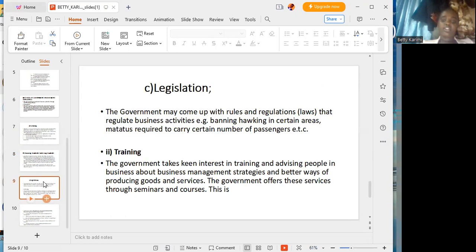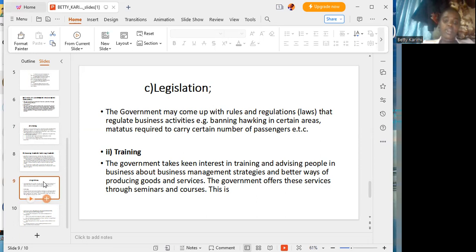The third one is legislation. The government may come up with rules and regulations that regulate business activities. For example, banning hawking in certain areas, matatus being required to carry a certain number of passengers, and so many others.